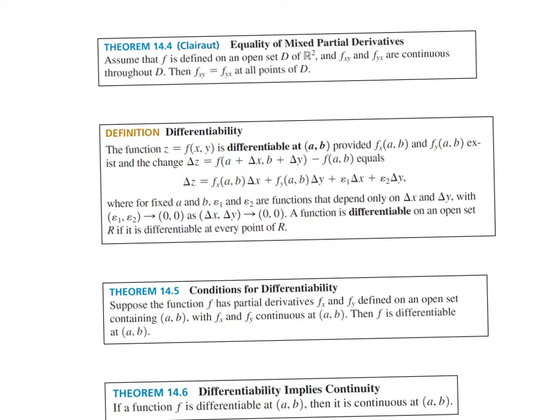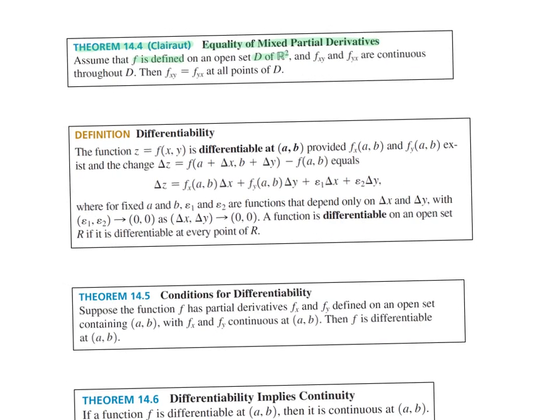So Clairaut's theorem, which is this first theorem, 14.4, is the important one: the equality of mixed partial derivatives. If your function is defined on some set D in two-dimensional space, so that would be like if you had a z function and we're looking at D being all the points xy in the xy plane, and you look at the partial derivatives of xy and yx, as long as those second partial derivatives are continuous throughout this D, then these will be equal.